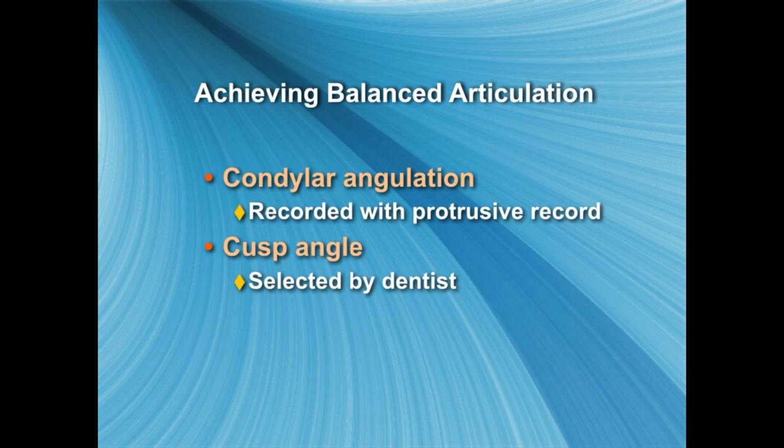Remember that as dentists, we can record the condylar angulation with the protrusive record, but we have no control over what that condylar angulation is, because that's an anatomical determinant. The cusp angle of the denture teeth can be selected by the dentist, and we can have some control over that.